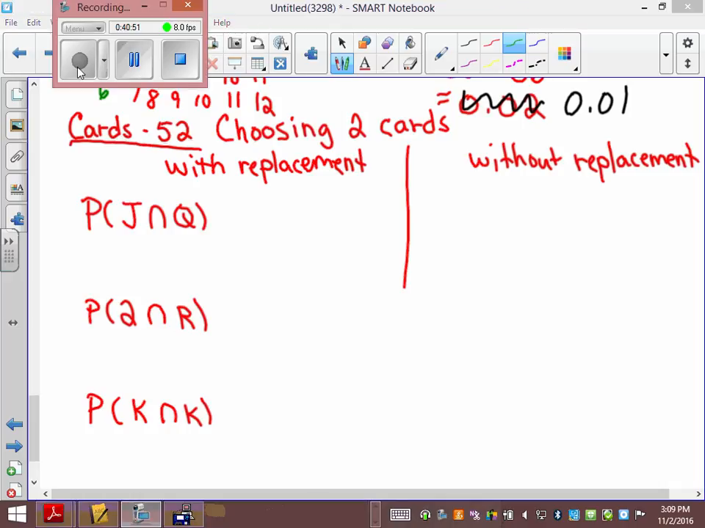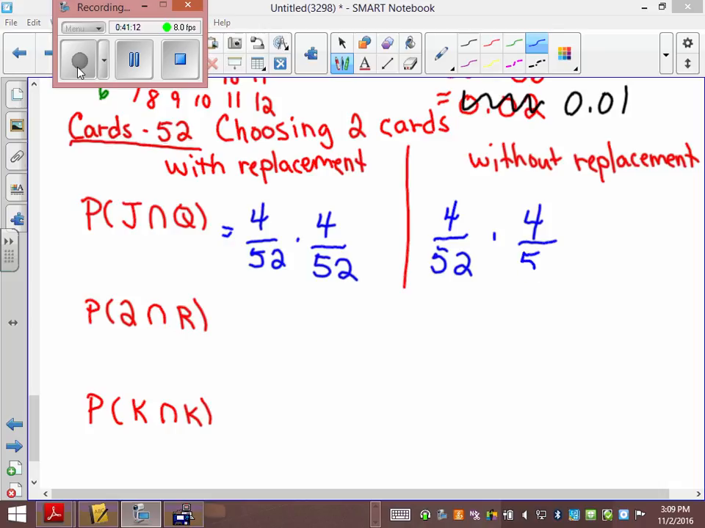Okay. Jack and Queen with replacement. So it's going to be 4 out of 52 times 4 out of 52. Even if I used one of them, it wouldn't matter. And then you just times and get your answer. Without replacement, it's going to be 4 out of 52, but now I'm holding a Jack in my hand. So does that affect the Queens? No, I still have 4, but it affects my total, 51. Do the King and the King next, and do the 2 and the red last.